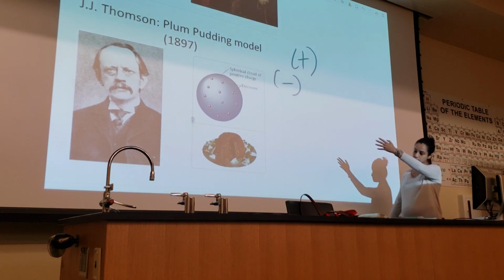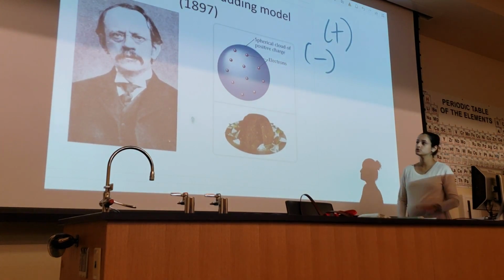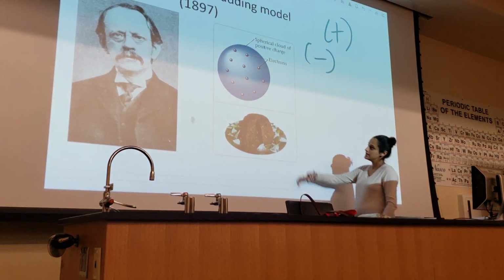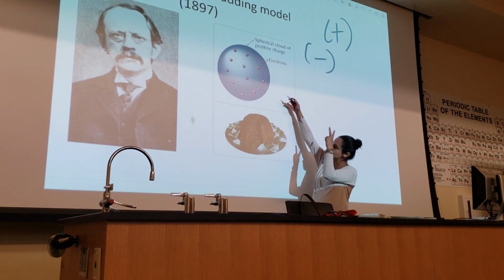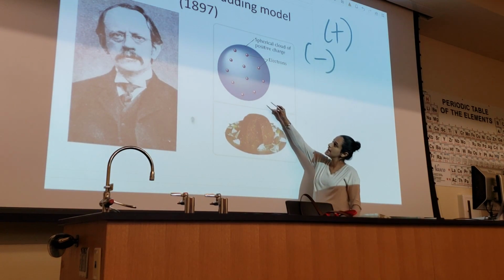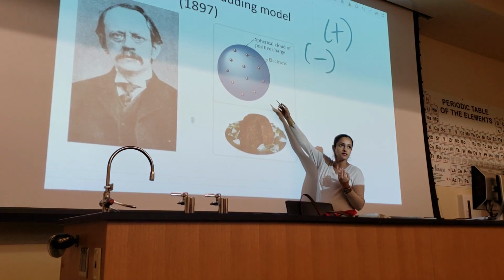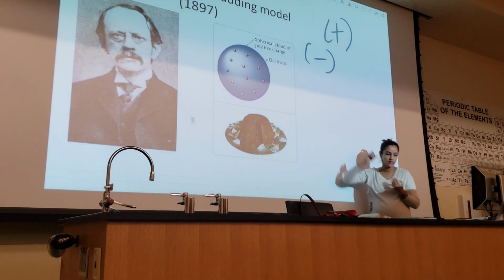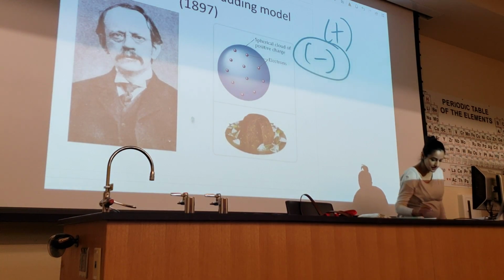Now, he was eating plum pudding. Just think of a chocolate chip cookie. He was eating plum pudding or a chocolate chip cookie, and he thought about this. He thought, okay, these electrons, they're negatively charged, right?